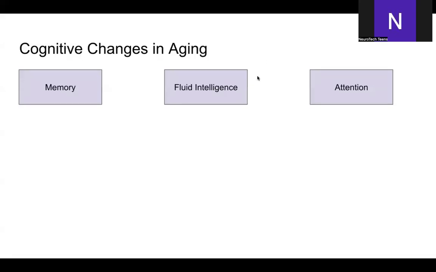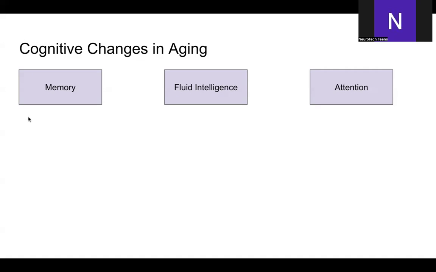Hey everyone, in this video, I'm going to be talking to you guys about the cognitive changes associated with aging. As you can see here, there are three main categories in which cognitive changes occur in aging, right? So, the first thing we're going to talk about is memory.